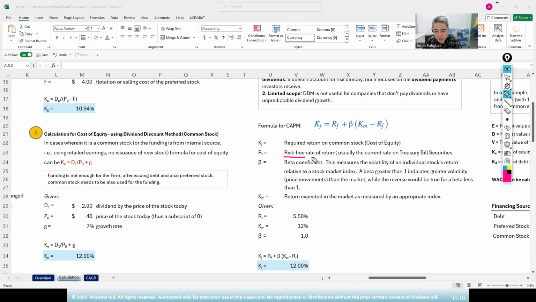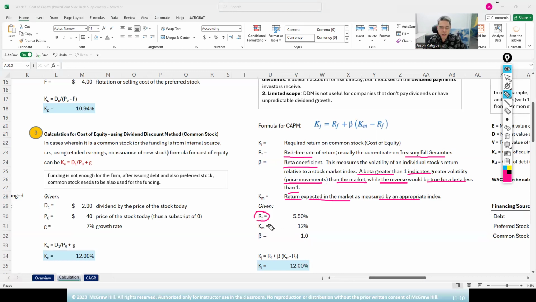The risk-free rate is normally the treasury bills, and then the beta coefficient. A beta greater than 1 indicates greater volatility or price movement than the market, while the reverse is true for a beta less than 1. So inverse, right? Now, KM is the return expected in the market, measured using an appropriate index. Those are normally declared by industry guides.